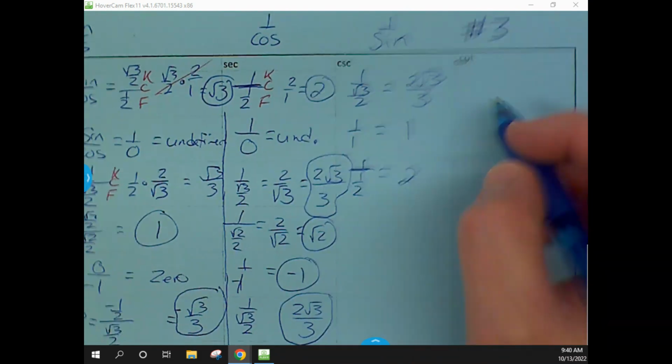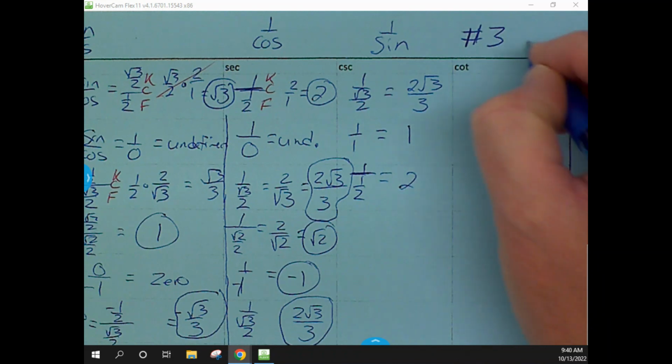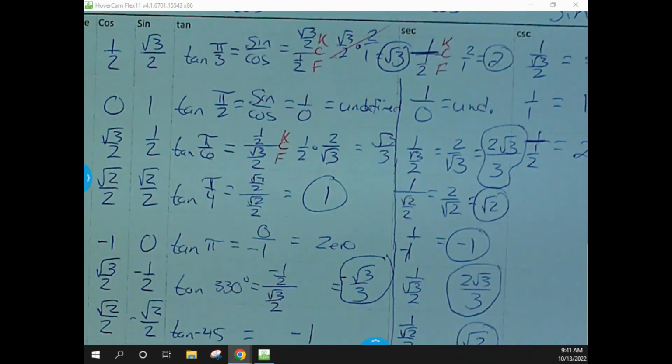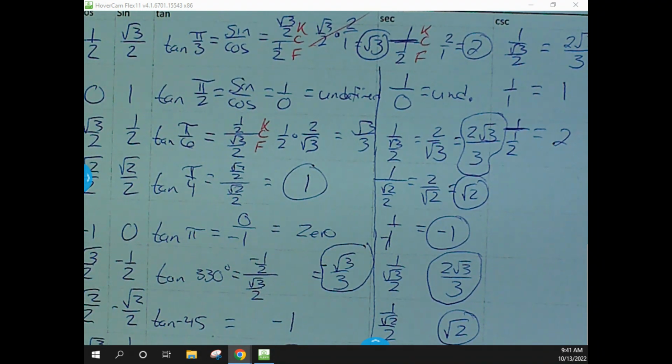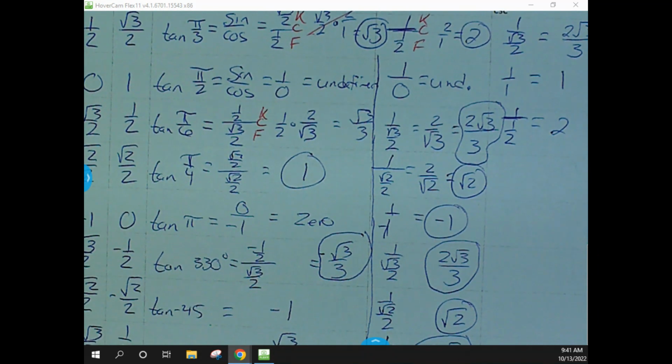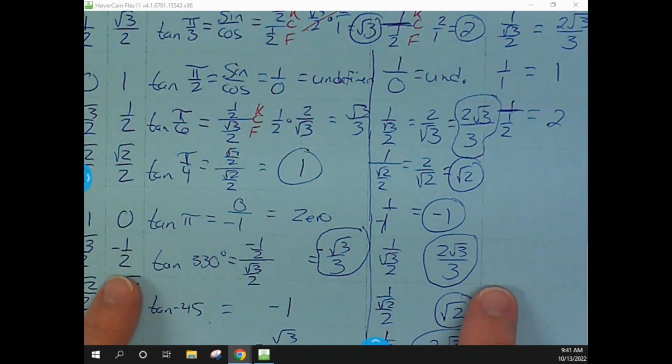So cotangent, again, is secant, cosecant. Would it be negative 2 since it's 1 over the negative 1 half? Or is it positive? For number 6, yeah, it's 1 over negative 1 half. So that would be negative 2. Yep.